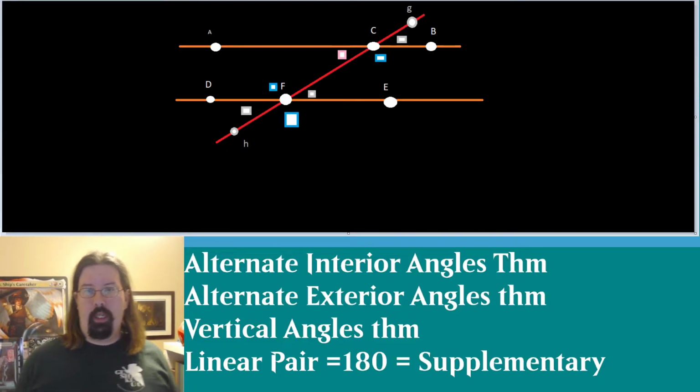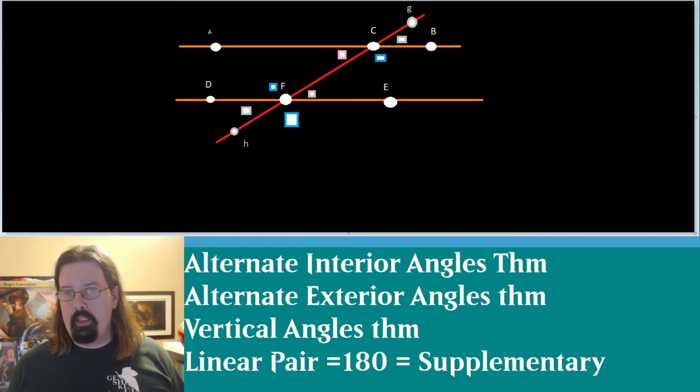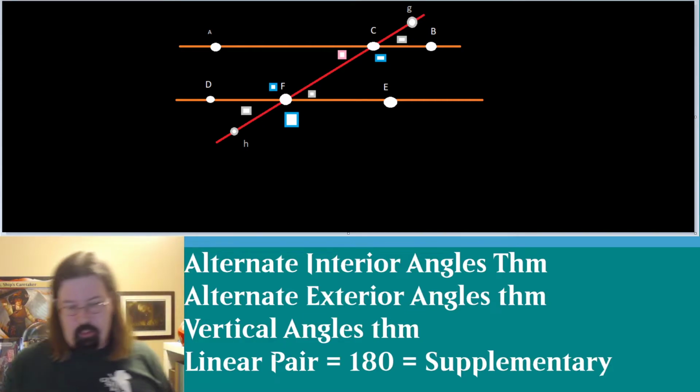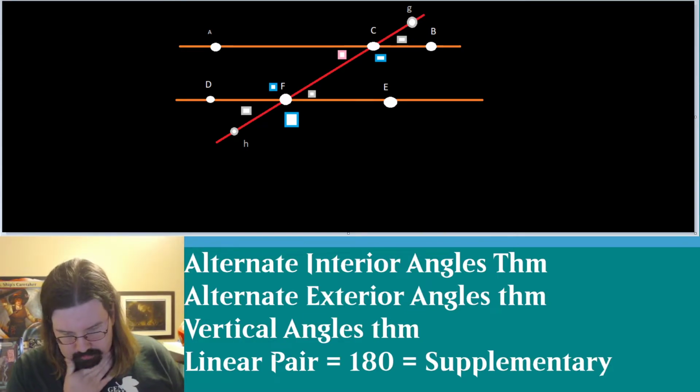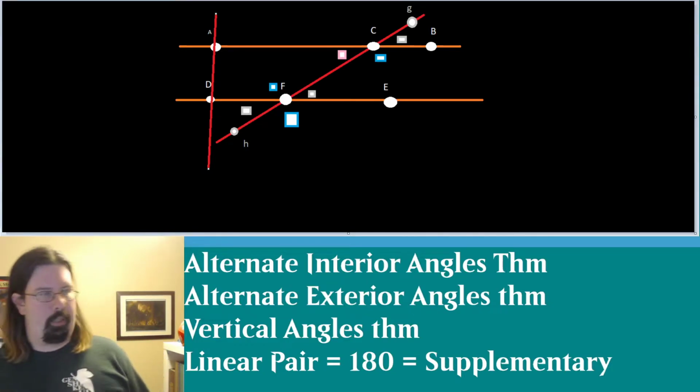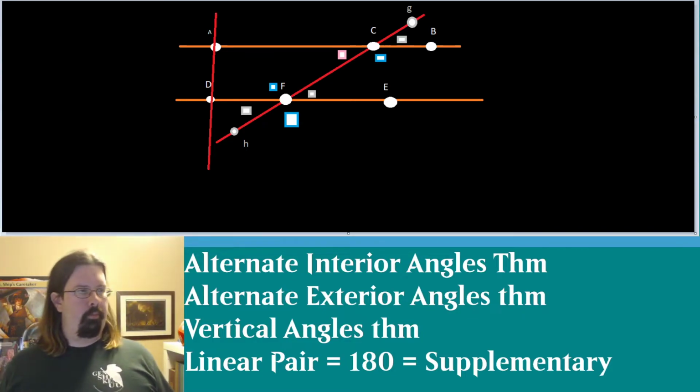So, yeah, a linear pair is 180 degrees, which is supplementary. So that's something you need to know. Let's see. Let's say we added a line. Let's say we had a second line, and I make it red, and I run it straight through AD. Awesome. Now I have a bonus line. I like the bonus line.